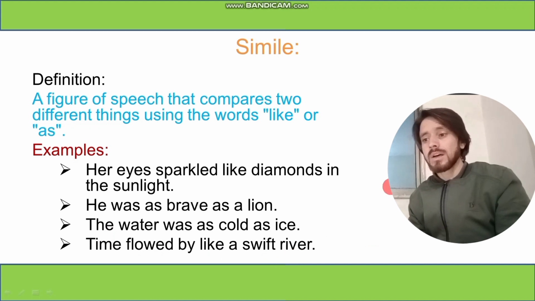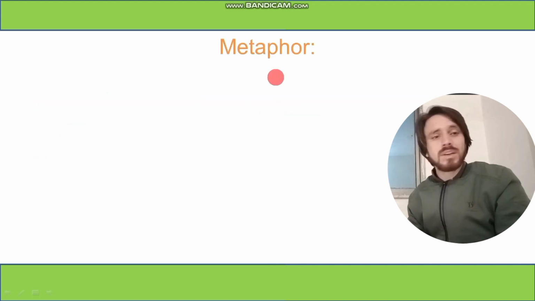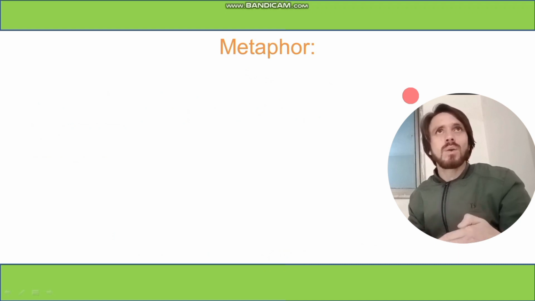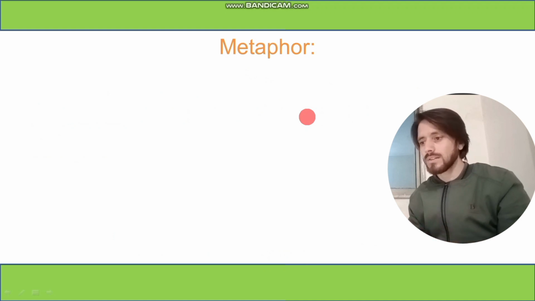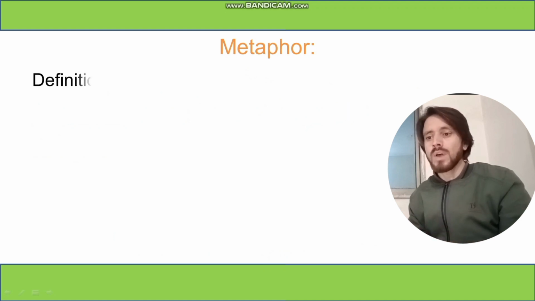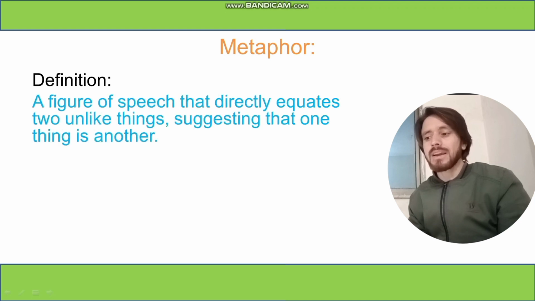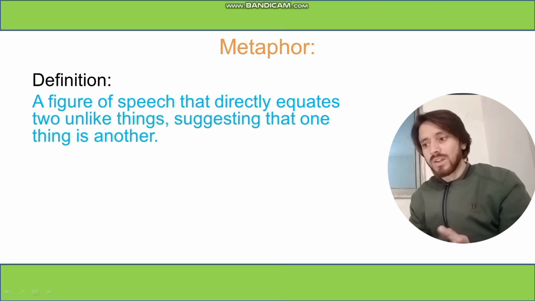Okay, next is our metaphor. The difference between metaphor and simile is that metaphor is the direct comparison. We say that one thing is another thing, whereas in simile we use like or as. In metaphor we compare the things as they are. Okay, the definition now: a figure of speech that directly equates two unlike things, suggesting that one thing is another. I had already told you that the metaphor says that one thing is another thing.